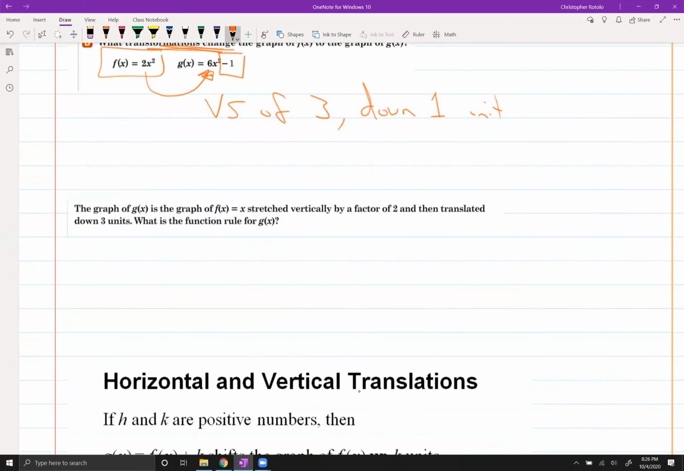All right, the graph of g of x is just plain old x here. So what do we have to do to make g of x? Well, what did they say? Stretch vertically by a factor of 2. Is it plus 2 or multiply by 2? Yeah, you know by now. That's multiplied by 2. And then translated down 3 units. Okay, so the new g of x, we started with plain old f of x equals x. We have it vertically stretched by 2 and translated down 2 units.